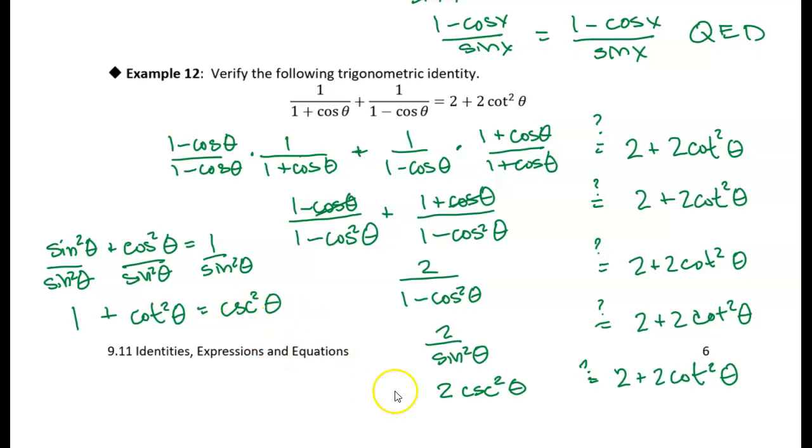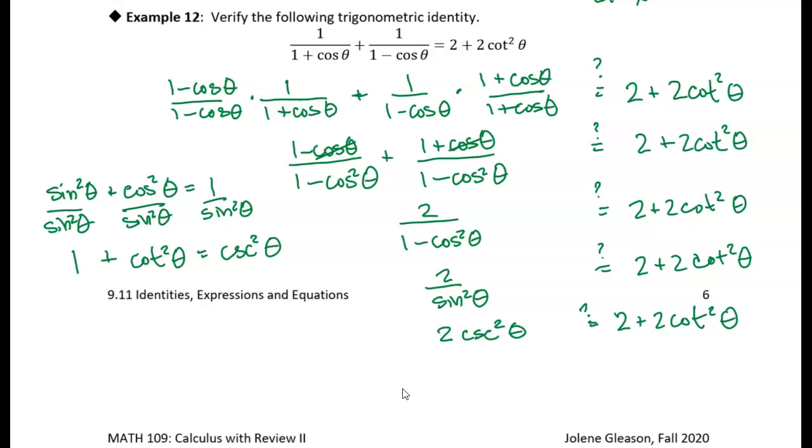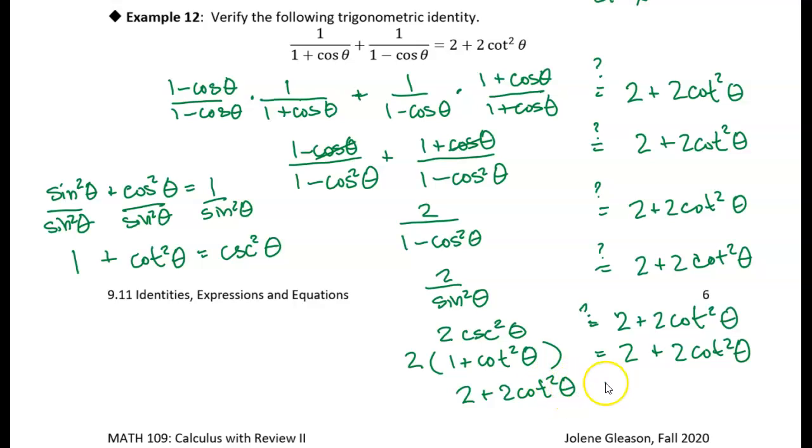So now I can do a substitution. Let me scroll down a little bit here, give myself a little more room. I can substitute the cosecant squared theta with 1 plus cotangent squared theta. Now you can kind of see what's happening here. If I distribute the 2, I get 2 plus 2 cotangent squared theta is equal to 2 plus 2 cotangent squared theta. QED, right? That's what I wanted to prove. I'm done.